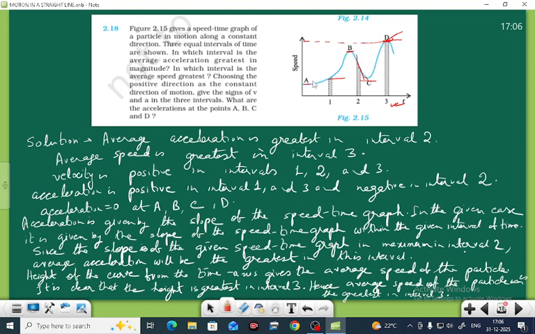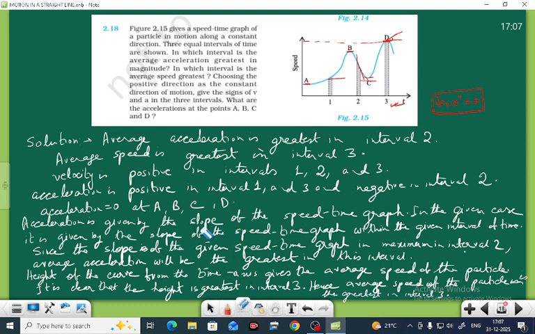Therefore at this point the acceleration is 0, right? This is a straight line. The slope is zero, therefore tan 0 degree equals 0. Therefore the slope is 0, which means acceleration is 0 at the points A, B, C and D, right? Now we'll find another important thing.